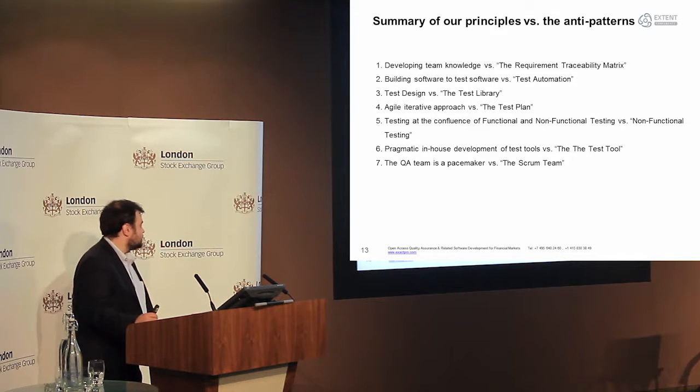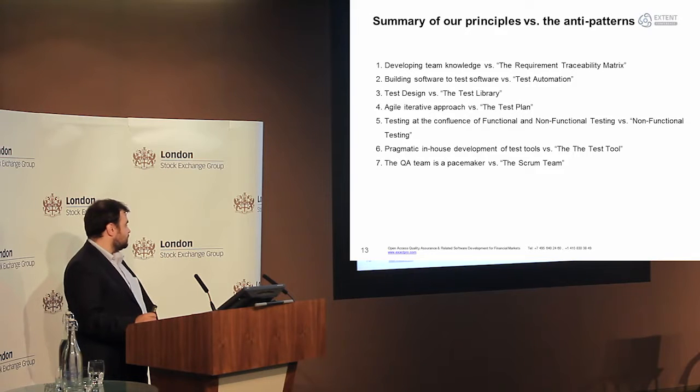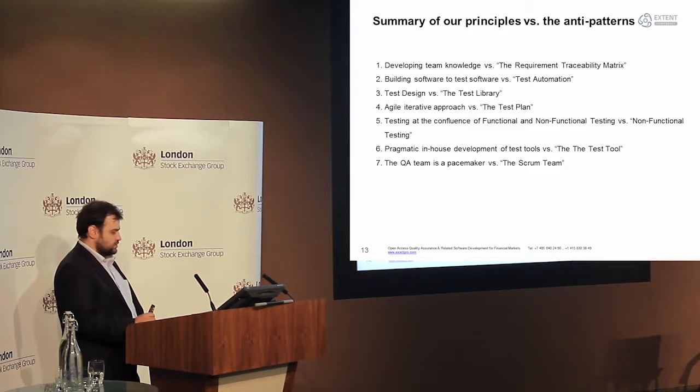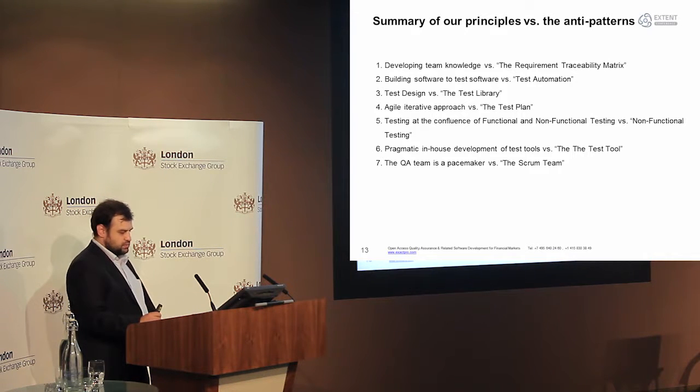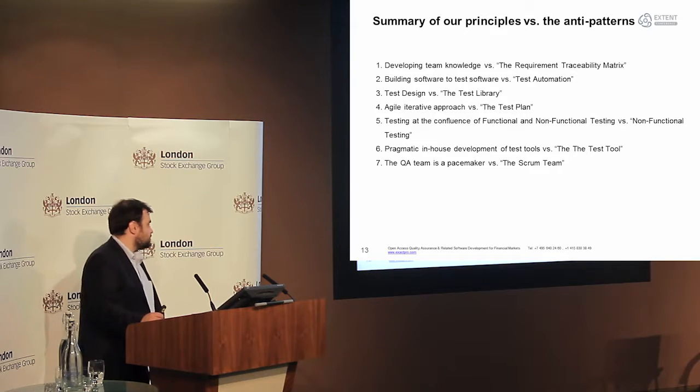Number 5 is testing at the confluence of functional and non-functional testing versus non-functional testing. So we not only do non-functional testing in classical way, but we are spending a lot of time trying to test system under the load. We develop corresponding test tools. We use post-transaction analysis and other stuff.